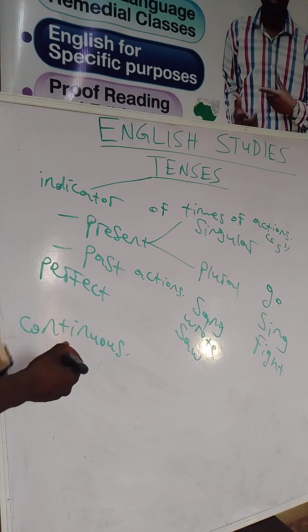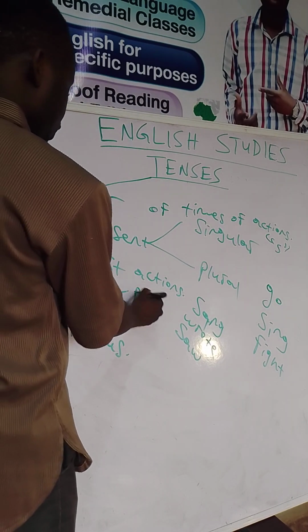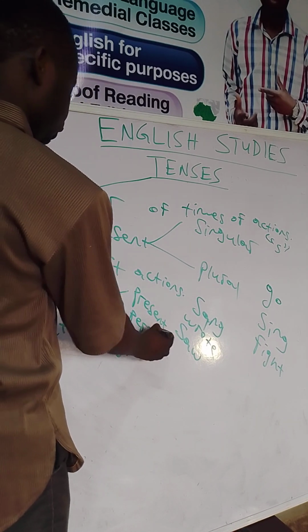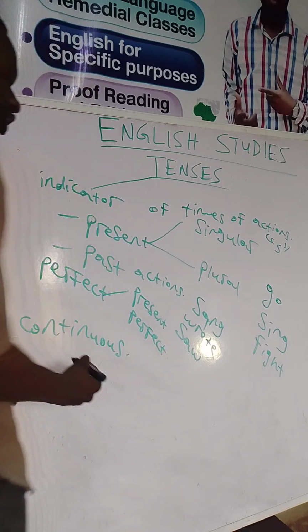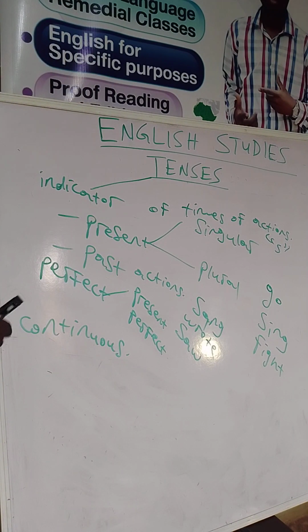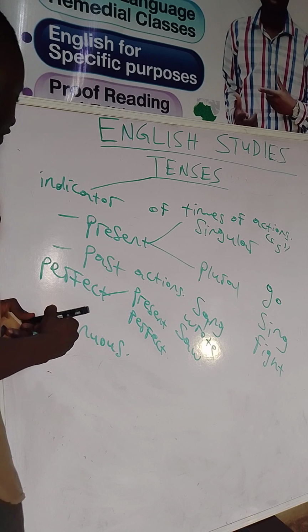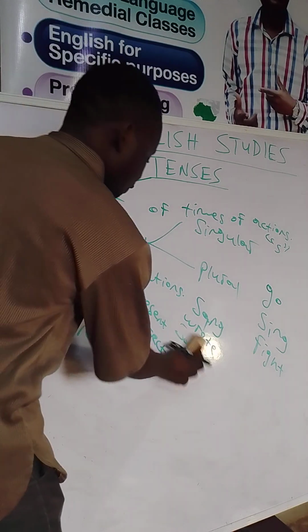Then we have the perfect tense, which can either be the present perfect or the past perfect. It could be the regular verb or the irregular verb. When it is the regular verb, you have the ed in the past perfect, and when it is the irregular verb, it changes anyhow. So that's why you say cooked, for example.